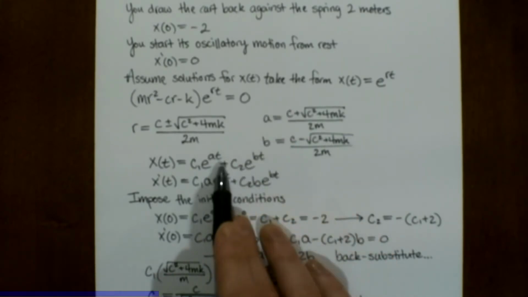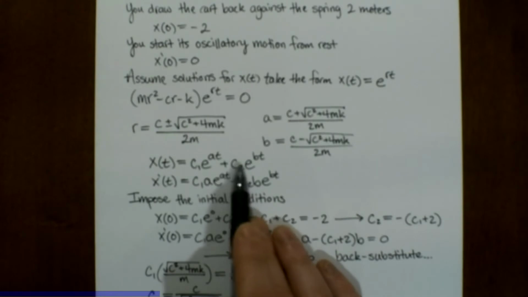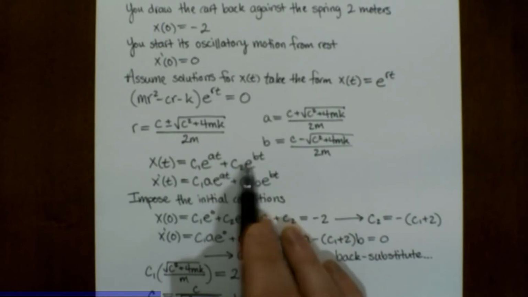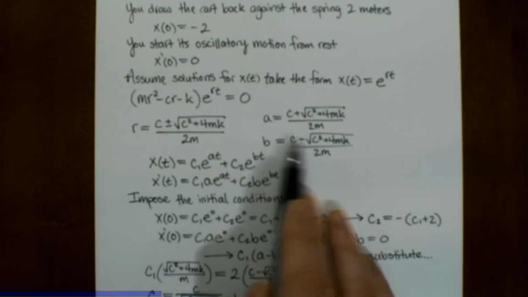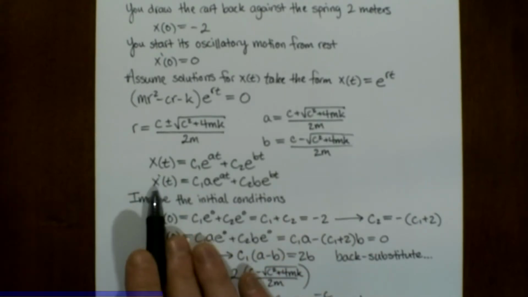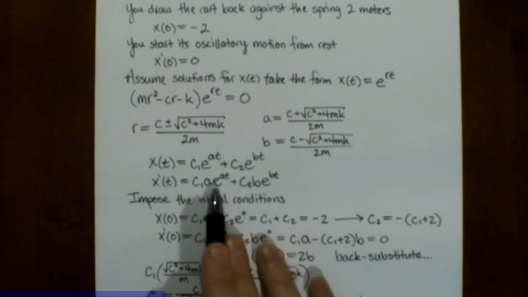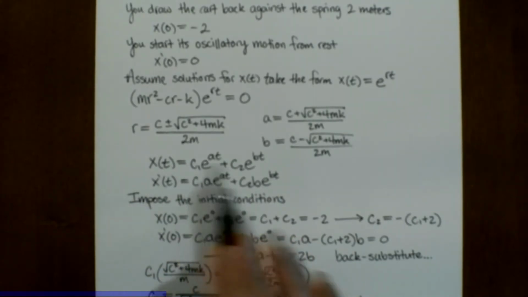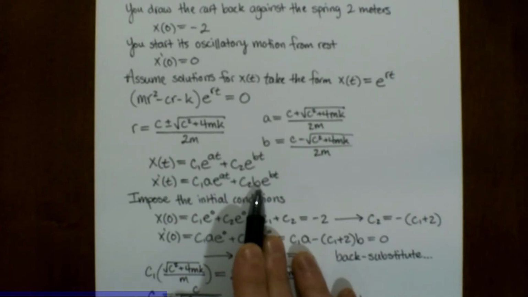So if we take the derivative, because we know that we're going to need that later, we'll see that we have simply the same thing, except the first term will be multiplied now by a, and the second term now by b. So let's impose the initial conditions and see if we can find an approximate number for the coefficient for the damping force.